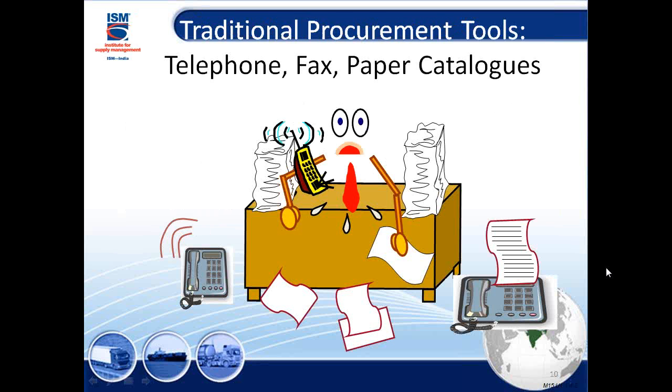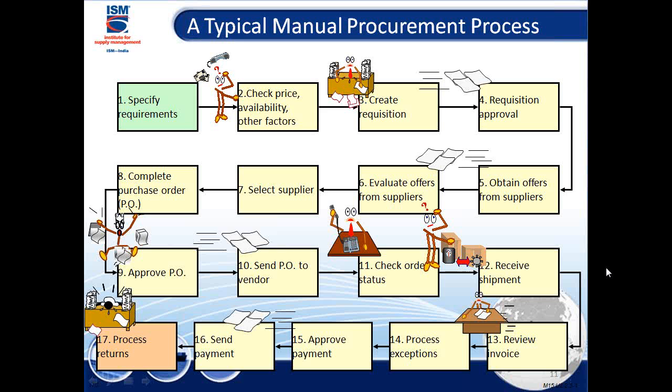This is traditional procurement. I know many of us are struggling with this, as you can see around. We have the phones, we have the pile of files, one side an in tray, one side an out tray. Typically one telephone, fax, and the fax is going away in many companies. Big companies don't see fax anymore. In small companies, you still find fax. Paper catalog: you look at the catalog, find the prices, place the order. That's the traditional procurement tools.